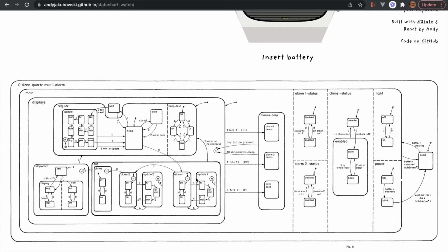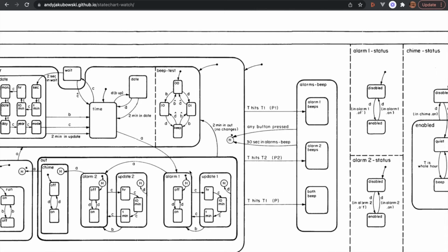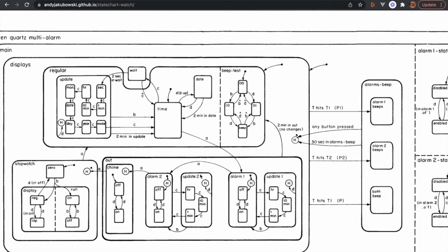Yes. Looking at this diagram, I actually mentioned to you a couple of those history states I don't think need to be there. It's the ones in the update one. Well, that history state. Actually, what's happening in update one is you're in update 1 hour, and so that's when you can change the hours on the timer or on the watch, and if you press D, that increments it.